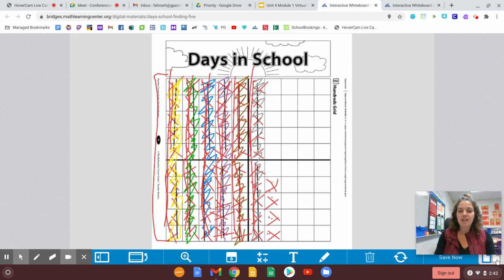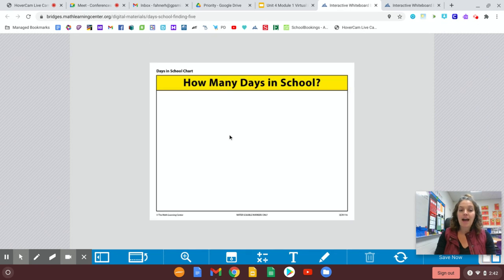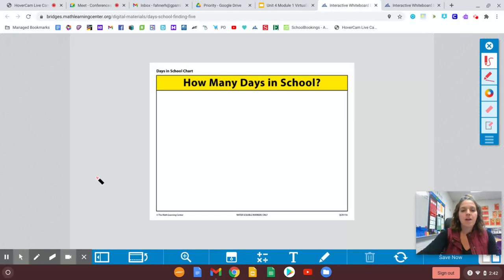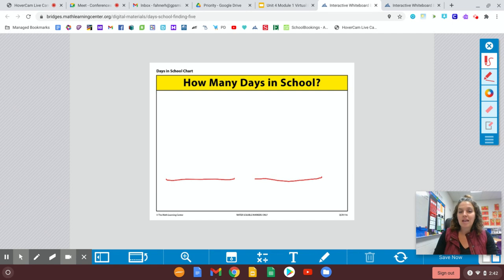So let's take a look here at how many days we were in school. So we're going to have to write 2 numbers. One number, oops, I clicked the wrong button. There we go. One number is going to be our groups of 10. The other number is going to be our groups of 1. We said that it was 64 days. 64. How many groups of 10 would that be?